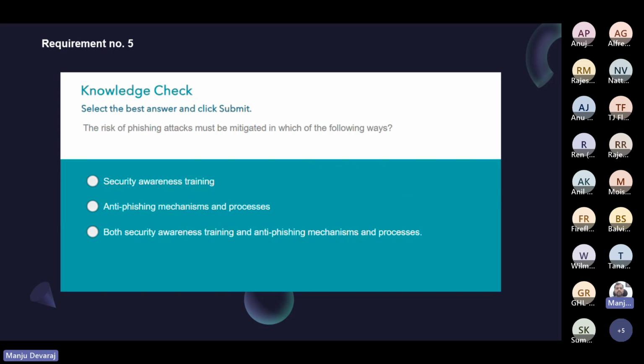The last one. The risk of phishing attacks must be mitigated in which of the following ways? Which of the following ways will lead to reducing the risk of phishing attacks? Security awareness training, yes, definitely. Anti-phishing mechanism process, yes. Yeah, both.